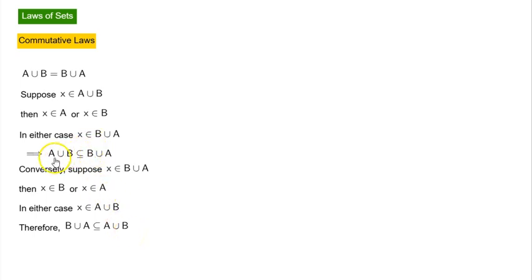So, here we saw A union B is a subset of B union A, and here we have B union A is a subset of A union B. So, since each is a subset of the other, that means they are both equal. So, A union B is equal to B union A. Now, let's look at the same thing with respect to intersection.